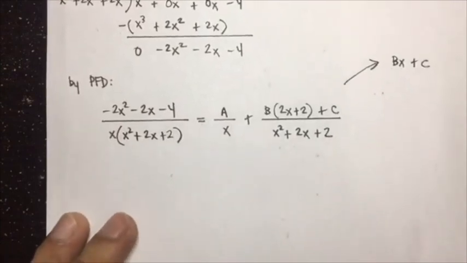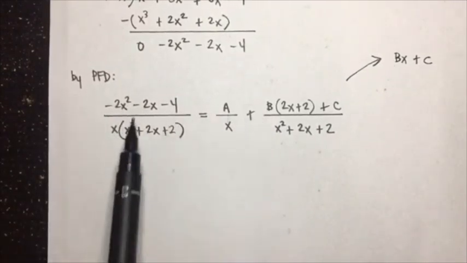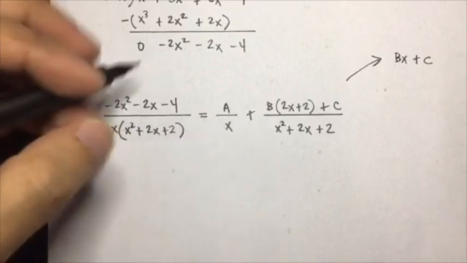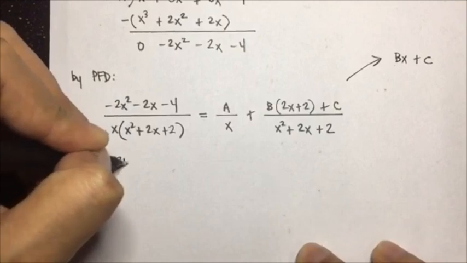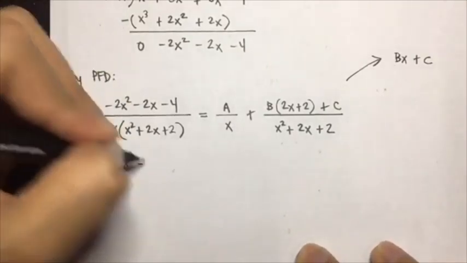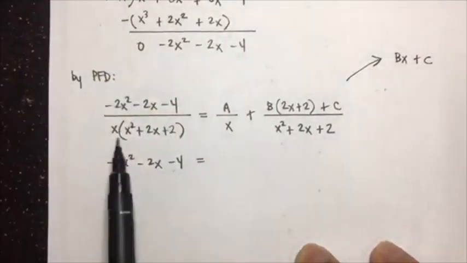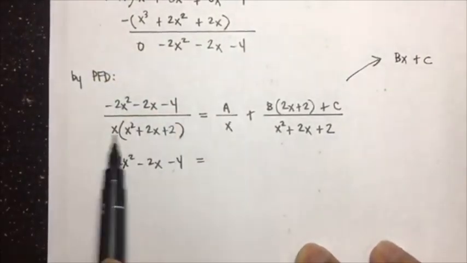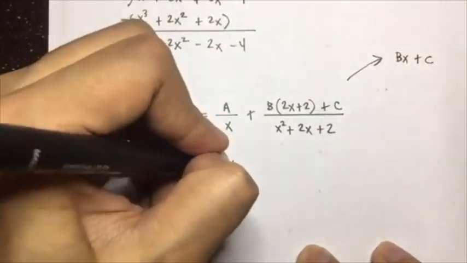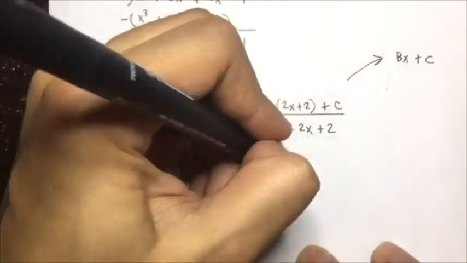The same process: cross multiplying by the denominator, we will have negative 2x squared minus 2x minus 4 is equal to, multiplying this with this, it will cancel x, so what will remain is A times x squared plus 2x plus 2.